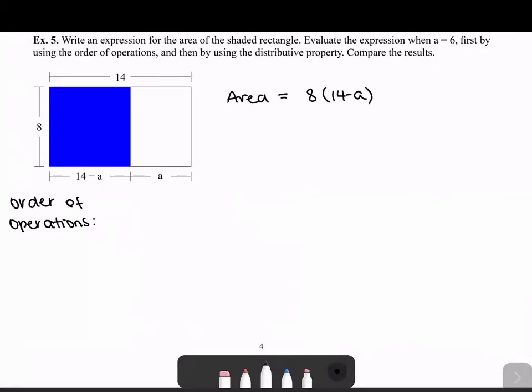So if we use order of operations first, we're looking at 8 times (14 minus a), which is, whenever we substituted, 8 times (14 minus 6), right? Because we're doing it when a equals 6, which is 8 times 8, and we do the parentheses first. So this is 8 times 8, and then this just gives us 64. Okay, so that's doing this using the order of operations.